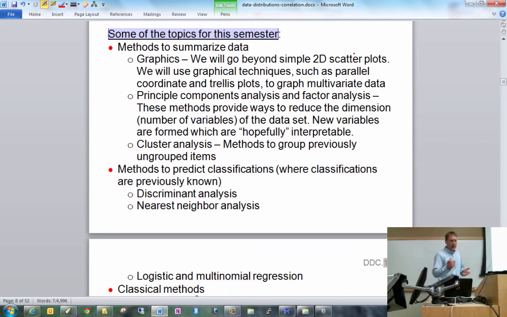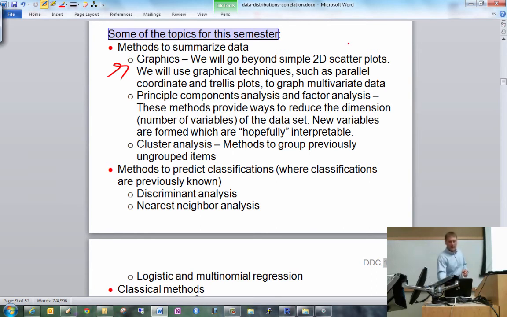Okay, so some of the topics that we'll be discussing this semester. We discussed this the first day of class, but I think it's still good to go over here. Now you've seen three of our data sets, so you can see what some of these topics are relative to potential data sets. After this data distributions and correlations section, we will be talking about graphics. How do we have our data create a picture? We look at this picture to help make sense of the data.